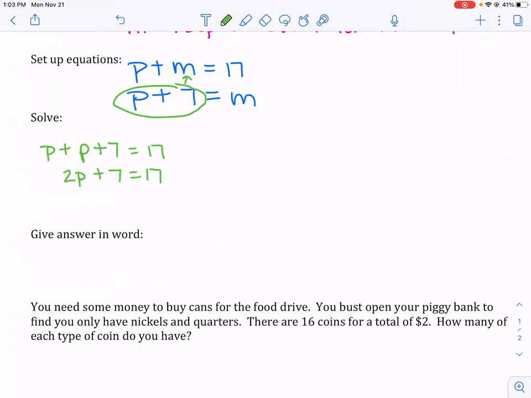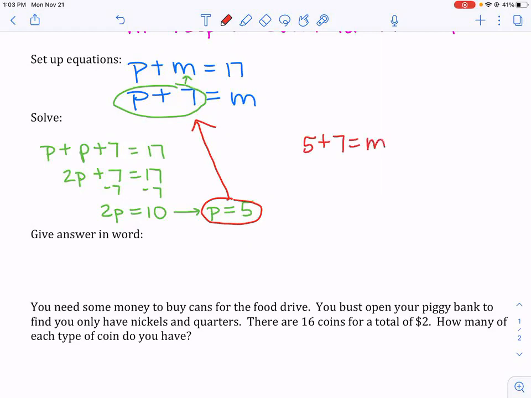Wait, wouldn't that technically be 10? Oh, so I can subtract 7 on each side? Is that what you're saying, Abby? So 2P equals 10. So P equals 5. Interesting. Now, if P equals 5, let's come back. P plus 7 equals M.